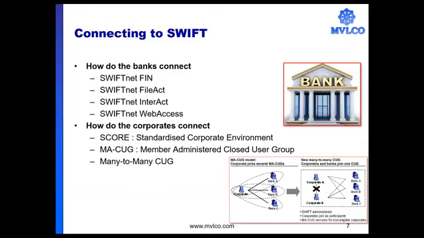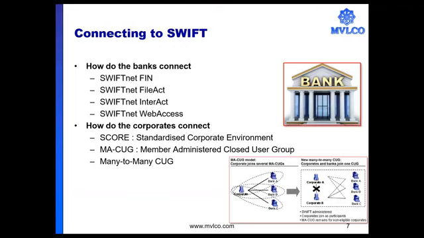For example, if Bank A creates a CUG, a corporate joining that CUG will be able to communicate only with Bank A. If Bank C has created its own CUG, then a corporate will be able to communicate only with Bank C, which means in a member administered closed user group, we have one-to-one connectivity between the corporate and the bank. In the member administered closed user group, the corporate does not become a SWIFT member. The corporate becomes a sub-member, under the bank under whom the corporate would be operating.